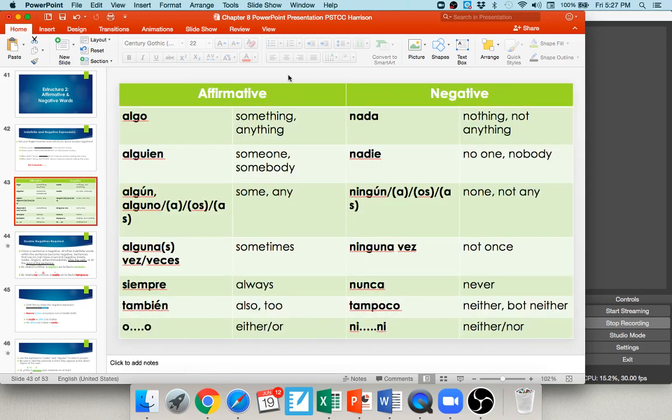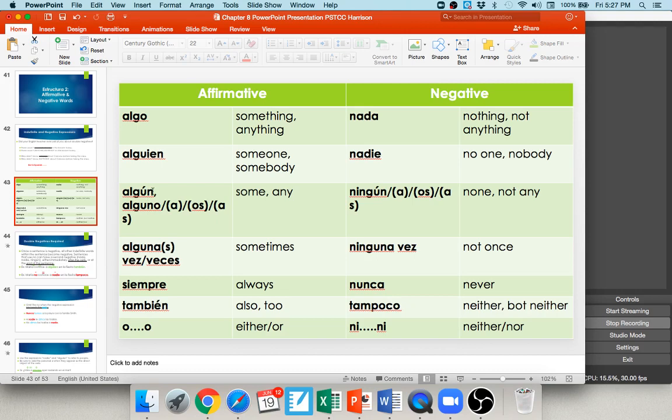These are your common affirmative and negative words, and I've placed them this way in the chart because they sort of play off of each other. So for example, you have algo, which means something, and you have the opposite of that over here, nada, which means nothing. So repitan, algo, something, nada, nothing. We have alguien, someone, and nadie, no one.